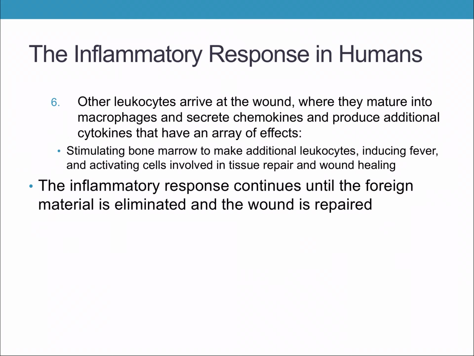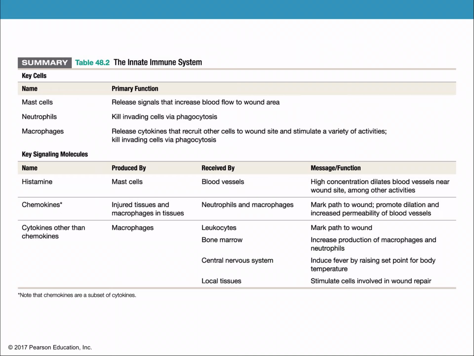Okay, so here's a nice table that kind of breaks down what all of these cells are that we talked about, so what they do in the innate immune system. Okay. Different signaling molecules besides cytokines. Histamine is one, and histamines are produced by mast cells and received by blood vessels, and what they do is they dilate the blood vessels.